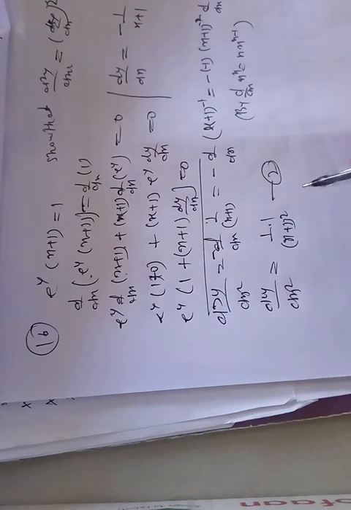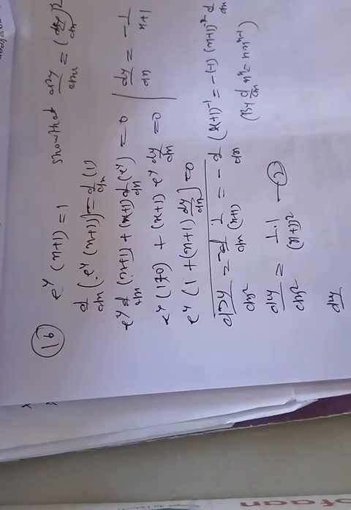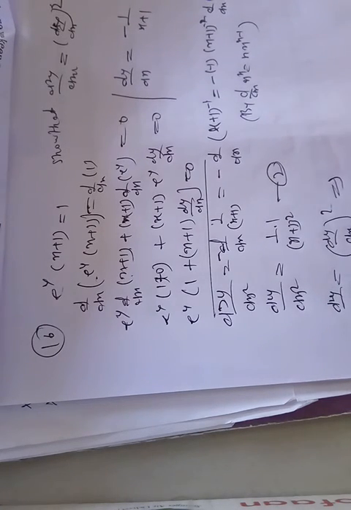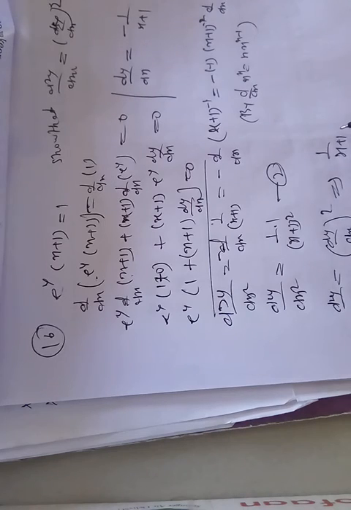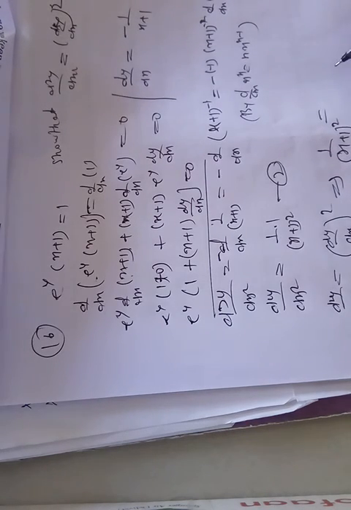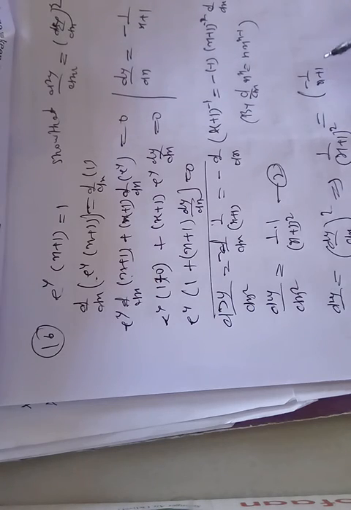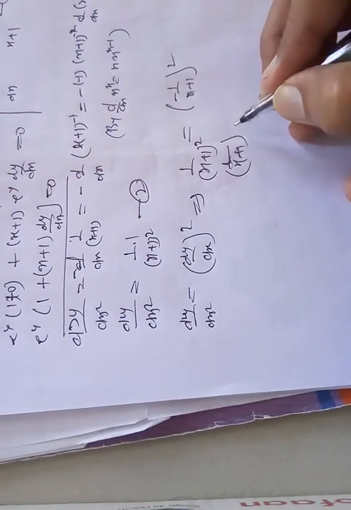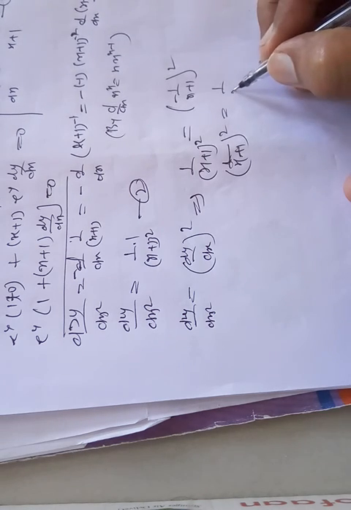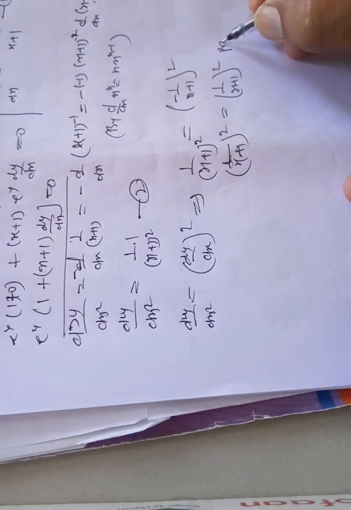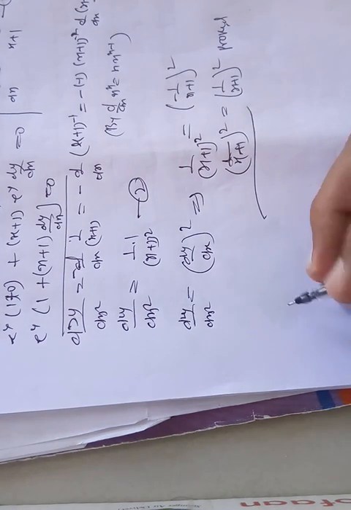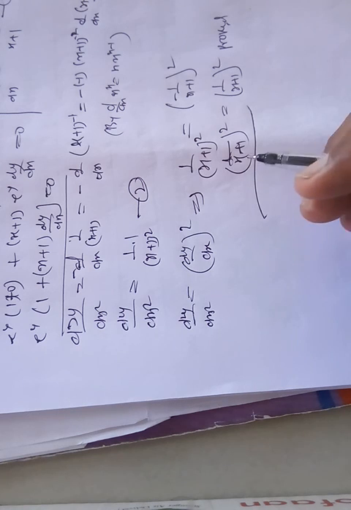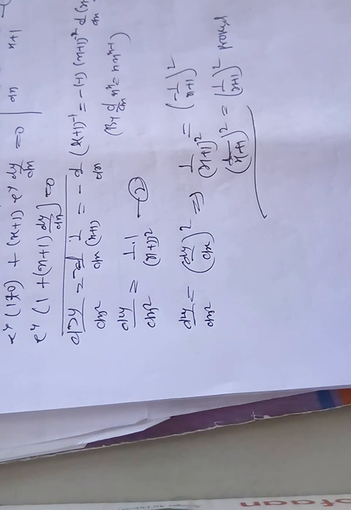This is the right side, question number 2. Now prove that d²y/dx² equals (dy/dx)². So this value 1/(x+1)² equals (dy/dx)², which is (-1/(x+1))², so 1/(x+1)² equals 1/(x+1)². Proved. Solve all the exercise questions, and if you have any doubt you can ask me. Okay, thank you.